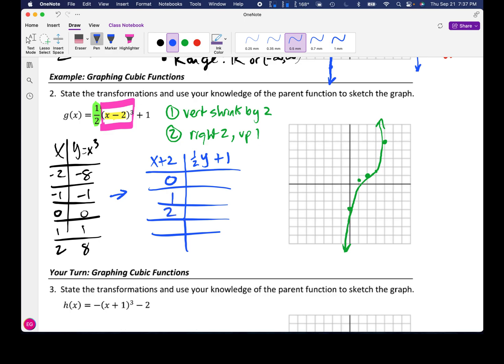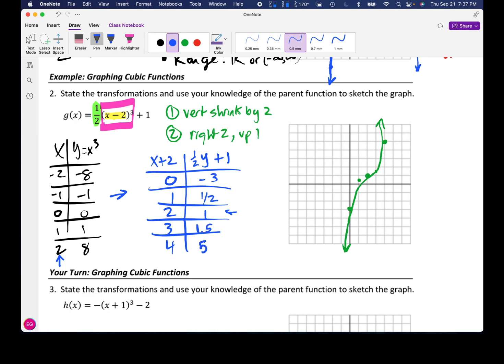0, 1, 2, 3, 4. Again, all I'm doing is taking this column over here and just adding 2 to it. I'm going to do the same thing with the next one. I'm going to take that -8, cut it in half, add 1. That's going to give me -3. The -1, cut it in half, plus 1. I'm going to get positive 1/2. I'm going to get 1. This is my middle point. 1.5 or 3/2, and then 5.